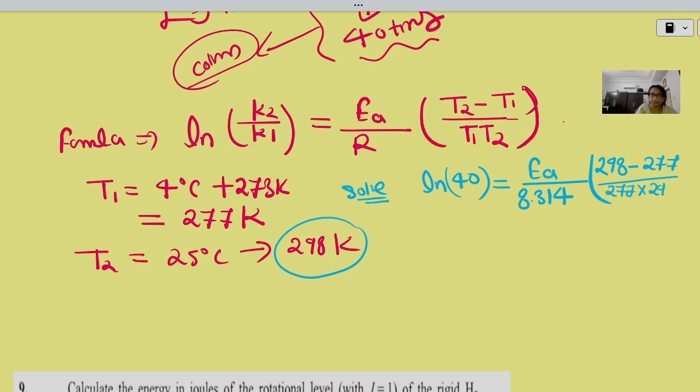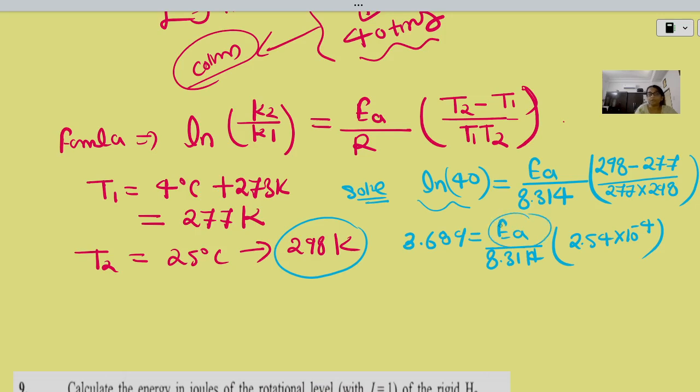277 into 298. Okay, now after the calculation we will get, taking the natural logarithm of 40, 3.689 is equal to Ea, the activation energy, and 8.314, and solve this equation. We will get here 2.54 into 10 to the power minus 4. Okay. Now rearrange the equation because we will get the Ea value of the activation energy.